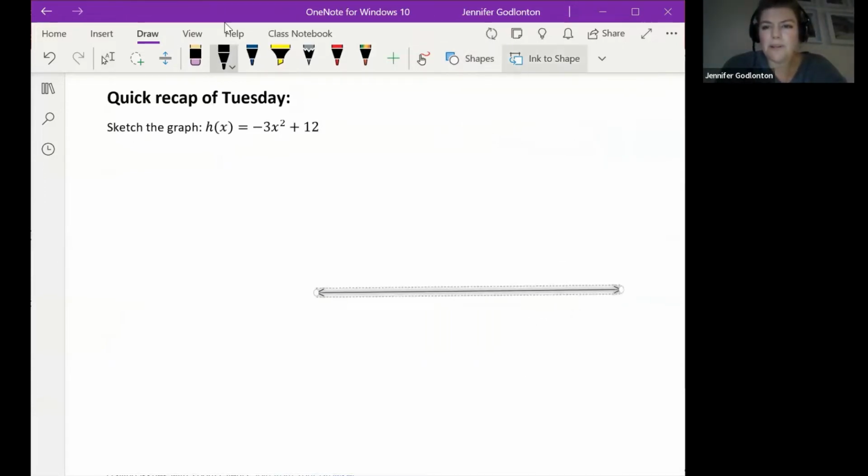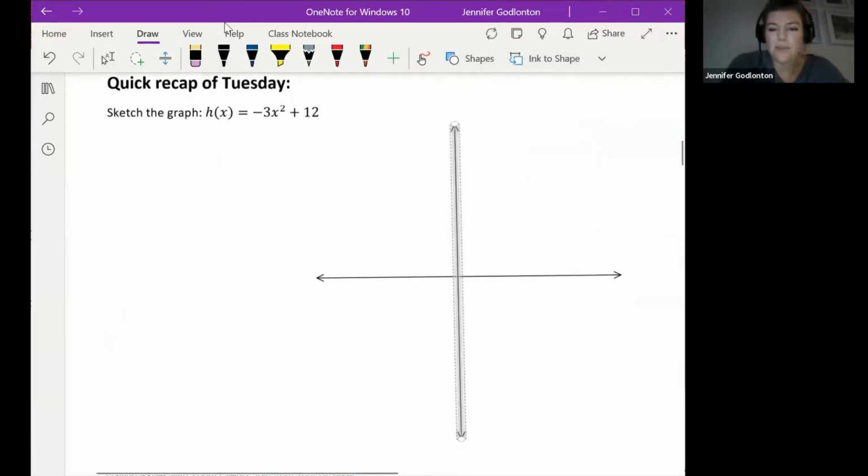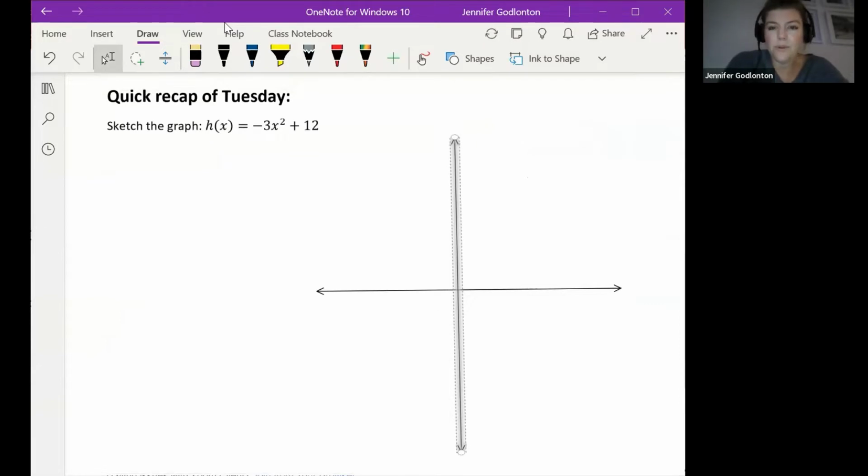But think about what we did on Tuesday. Think about what these different numbers mean. Plot them. Draw your graph. Find your x-intercepts. And you will be good to go.